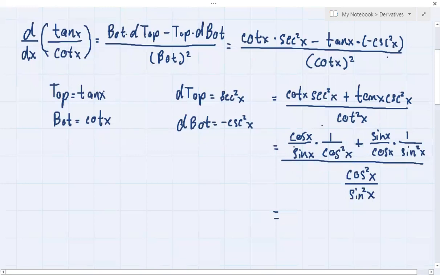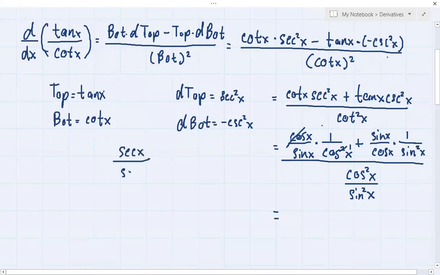So, we can cancel out. Kasi si cosine x, meron tayo sa taas. Then si cosine squared x meron tayo sa baba. So sa taas, matatanggal si cosine x. Then sa baba, mabawasan lang natin doon ng isang exponent. Okay? I already explained that to you, yung last example natin.